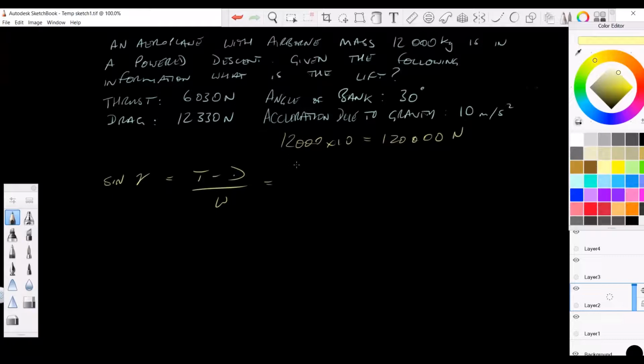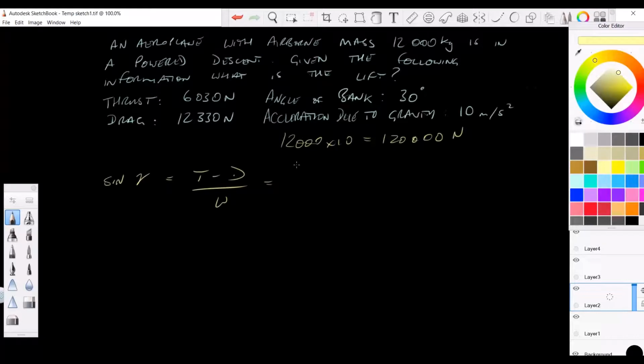Either is perfectly acceptable. I prefer just to keep this one. I prefer to keep the thrust minus drag over weight equation for two reasons. One, not to have to remember to change it all around when you go from a climb to a descent. And secondly, to show students the relationship between a climb and a descent, because now if our thrust is less than our drag, of course we're going to be in a descent.